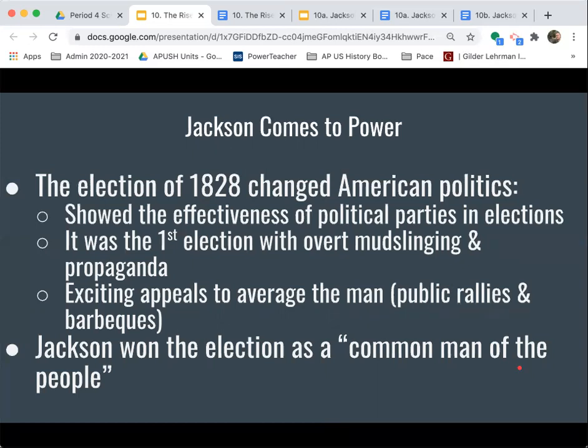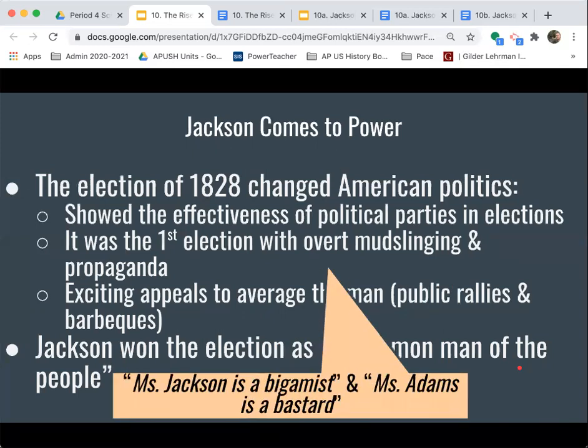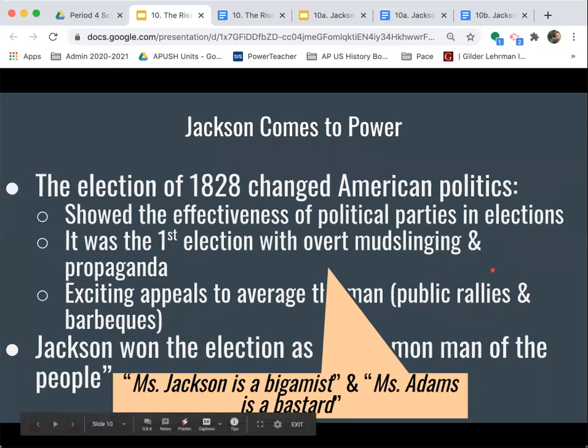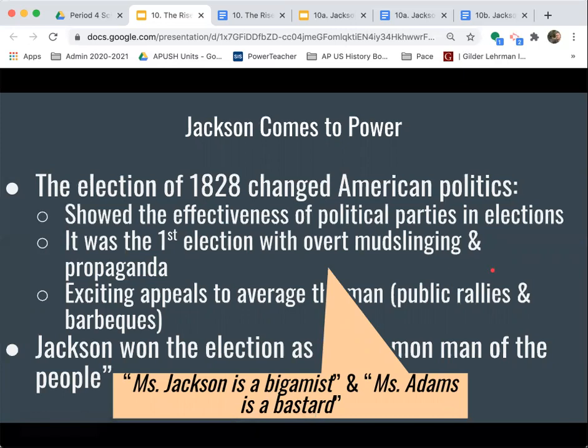Jackson is also married to a woman who was married before and maybe not quite divorced when they got married. So there's all kinds of trash talking going on back and forth. The argument is that Mrs. Jackson is a bigamist, meaning she's been married to more than one man at a time. The response from Jackson's supporters is that John Quincy Adams's wife is a bastard wife, which is also hilarious and crazy. But it's the first time you see candidates directly attacking each other and their families, and it gets a little wild.